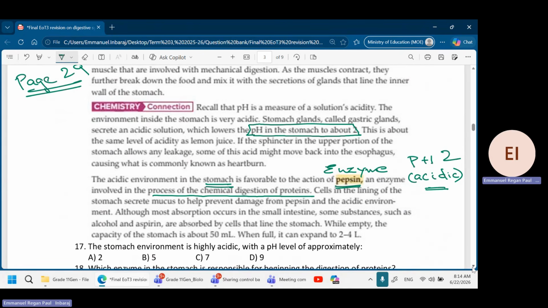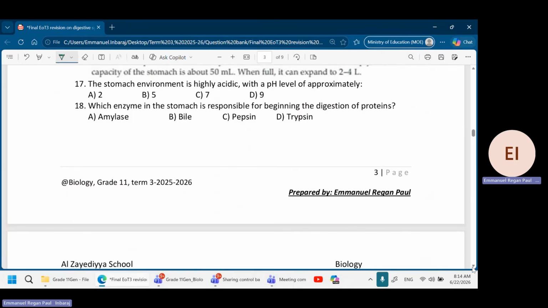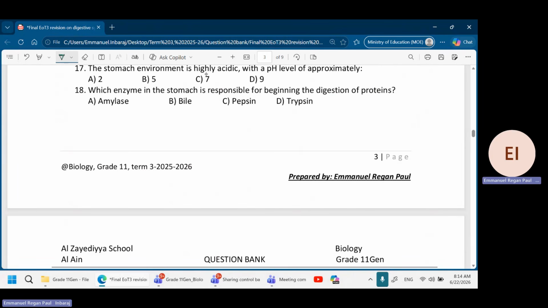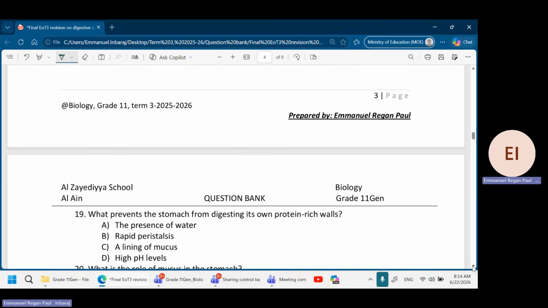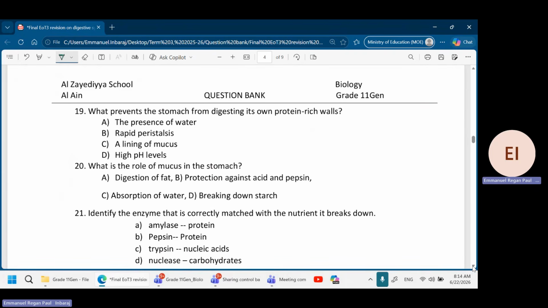Let's see some of the questions here. The stomach environment is highly acidic. Which pH level? We know that it's 2. Which enzyme in the stomach? Stomach means you should know that it's pepsin. Okay, what prevents the stomach from digesting its own protein-rich wall?